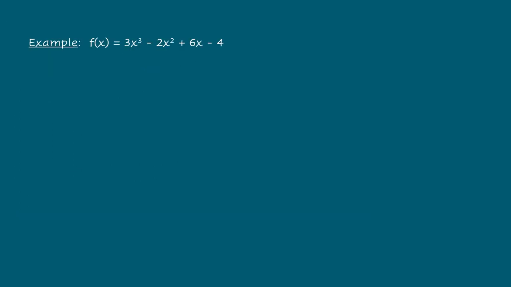Oh, this one's short. 3x cubed minus 2x squared plus 6x. So for my positive roots, here we're going to have a sign change. Here's a sign change, and here's a sign change. So for the positive roots, I'm going to have 3 or 1 positives. I have 3 roots total.